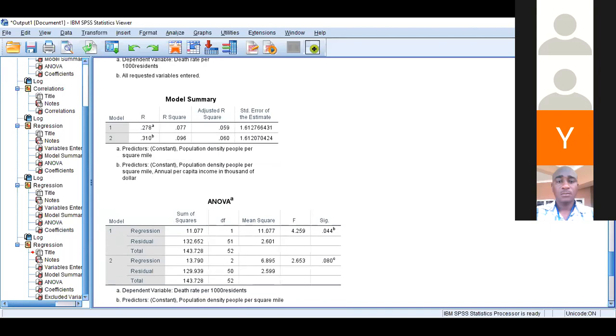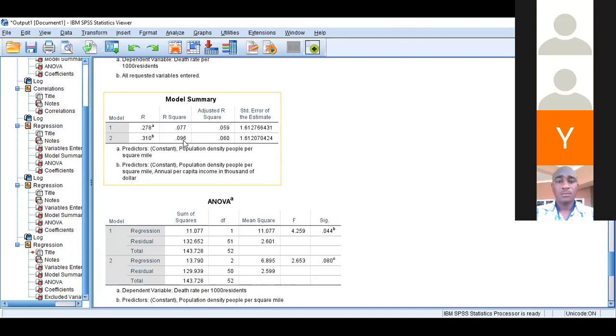Because we did this stepwise, this R is for the first one, which is population density. This one is for both population density and per capita income. So it increases to 9.6%. If you look at it, the other one was 3%, and this one 7.7%.